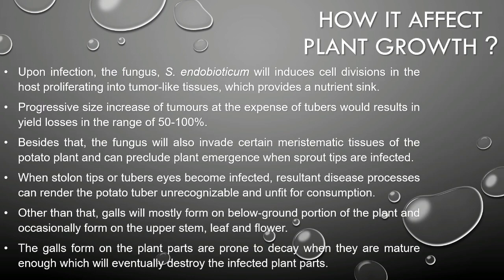Upon infection, the fungus will induce cell division in the host, proliferating into tumor-like tissue. Besides that, the fungus will also invade certain meristematic tissue of the potato plant and can preclude plant emergence when sprout tips are infected. Galls will mostly form on the below-ground portion of the plant and occasionally on the upper stem, leaf and flower, where, when the galls are mature enough, they will decay and eventually destroy the infected plant parts.